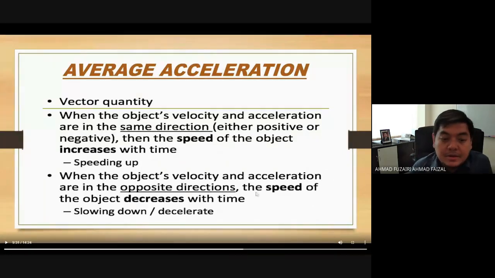How can things be speeding up and also slowing down? When the object's velocity and acceleration are in the same direction, we can say the object is speeding up. Maksudnya kelajuan dia bertambah. But however, when the object's velocity and acceleration are in opposite directions, the speed of the object decreases with time.